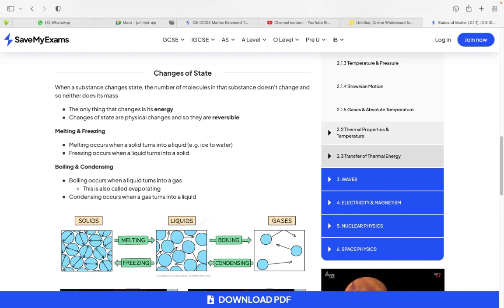The molecules do not change. The number of molecules remains the same. The number of atoms in that material remains the same. Their mass remains the same. Their mass does not change.